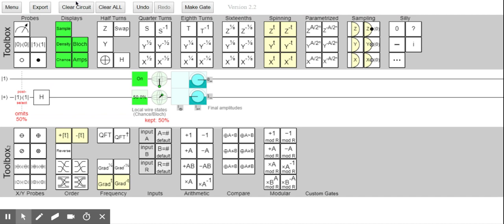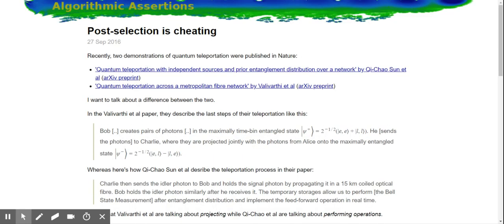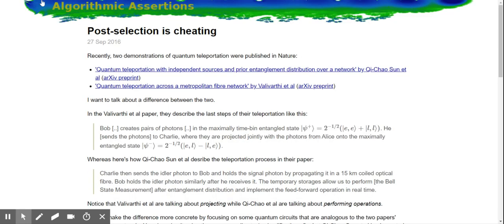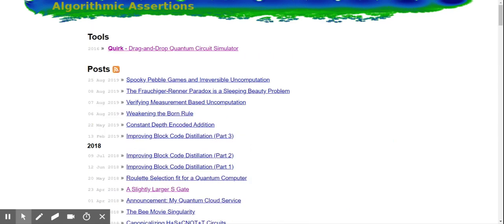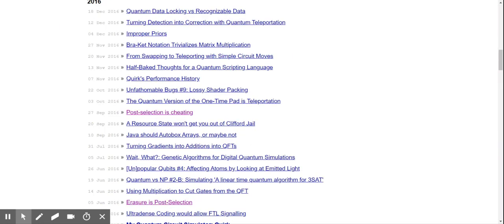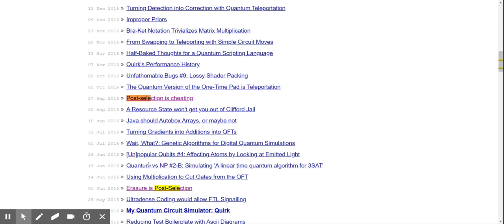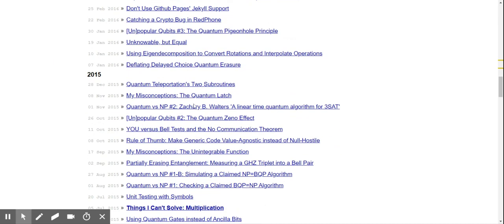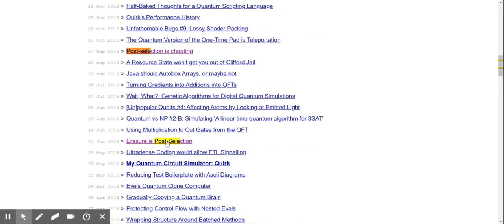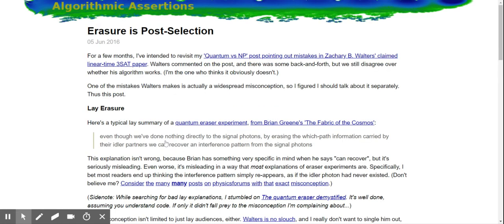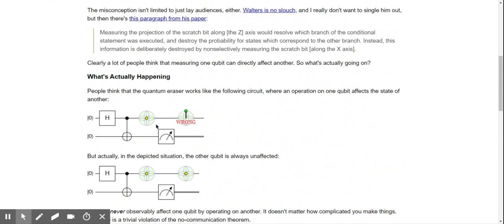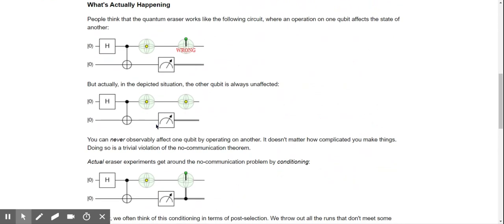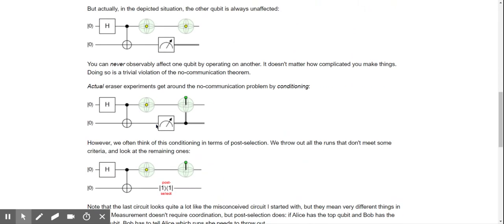Post selection. Showing here post selection. So there's something else. Erasure is post selection. So there's only two mentions. What's actually happening? Okay.